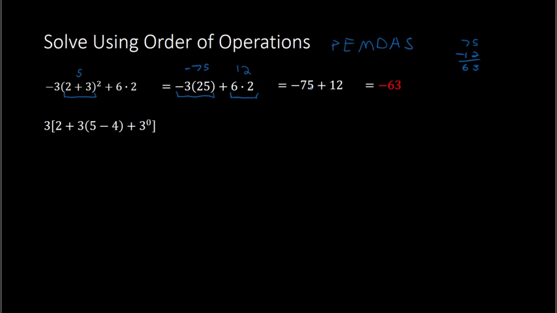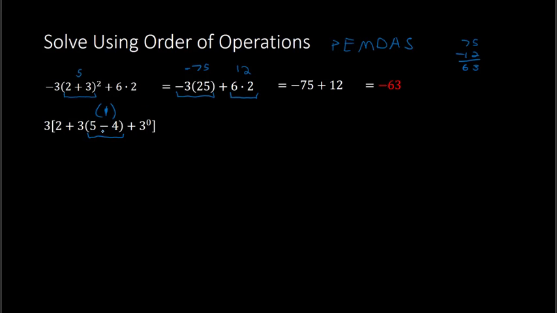Next we have this expression. So here we have parentheses and we have brackets. What I need to do with parentheses and brackets is I work with the innermost grouping symbol first. So the bracket contains the 5 minus 4 in parentheses. So we start here first and then work your way out after. So 5 minus 4 is going to be 1. Okay, so that's 1. So we now have 3 times 1.